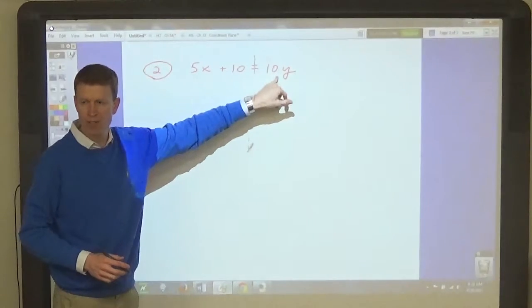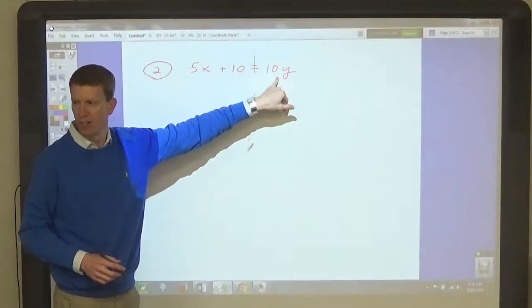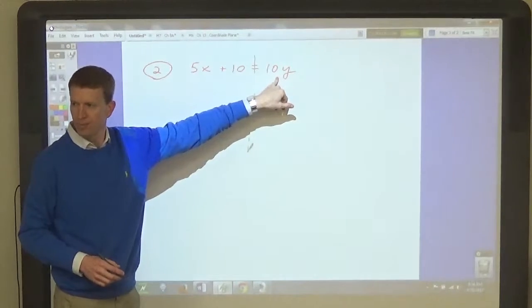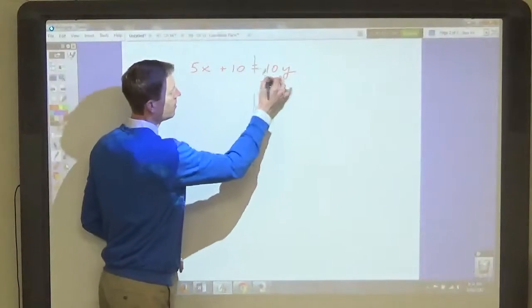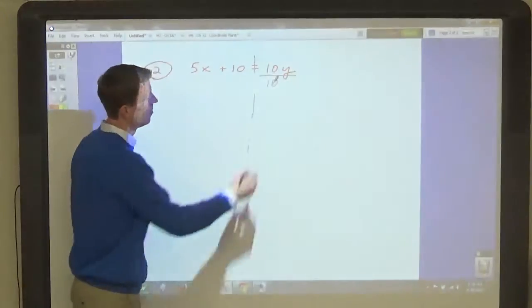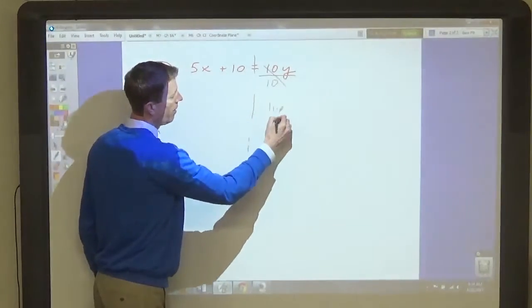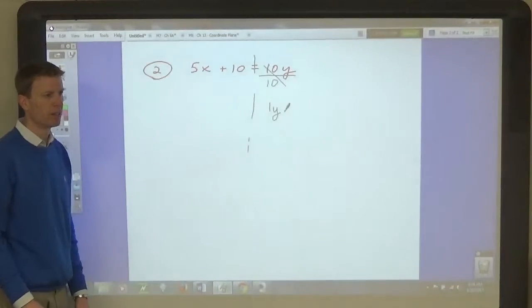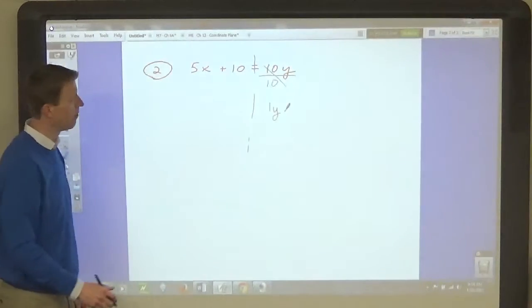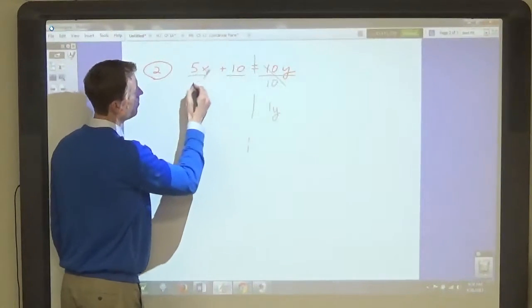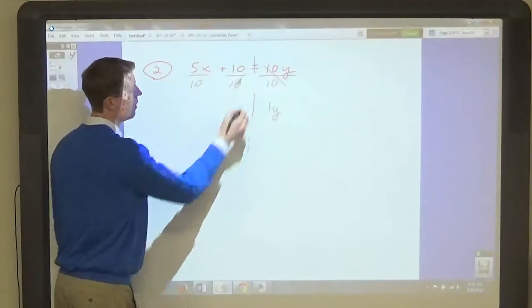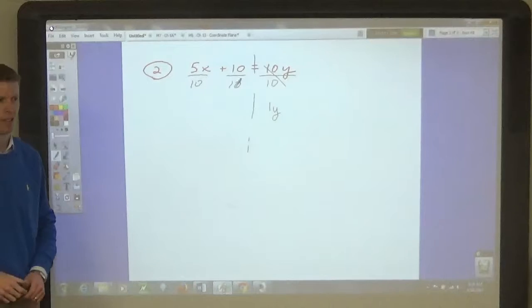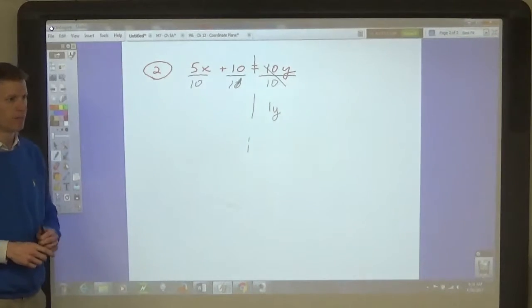So how did we get rid of the coefficient before? Lydia? Dividing. So divide by 10. Correct. Divide by 10. So that leaves 1y. And what else do we have to divide by 10, Ariana? Everything else on the other side. Yep. So how do we simplify this? Go ahead, Ariana.